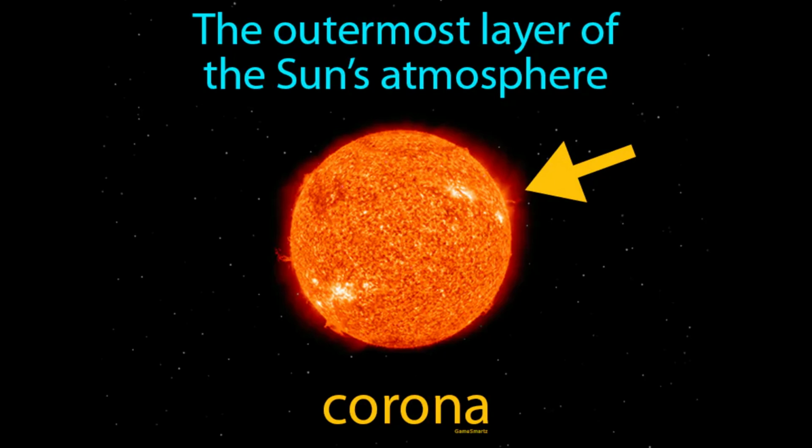The outermost layer of the sun's atmosphere, corona. The corona is a glowing halo of hot, ionized gases surrounding the sun, visible during a solar eclipse.